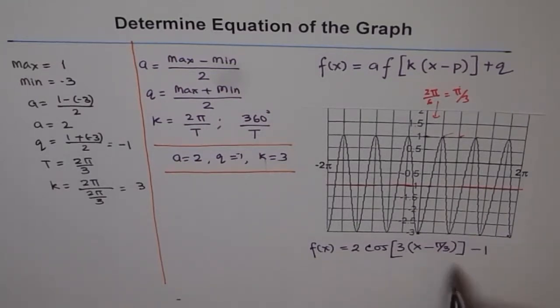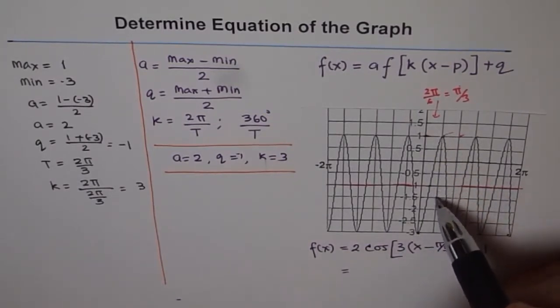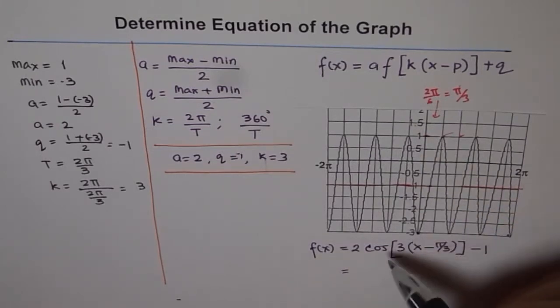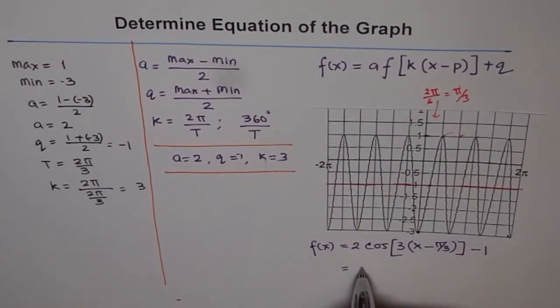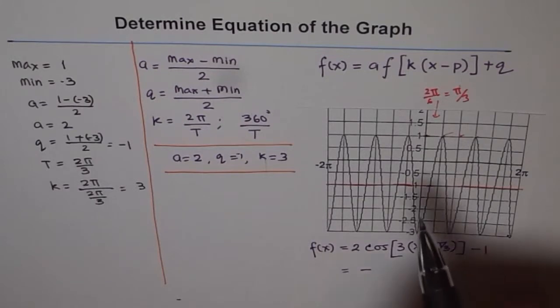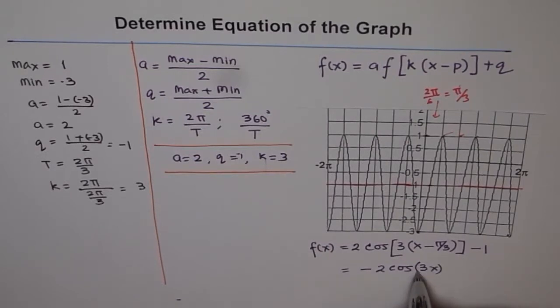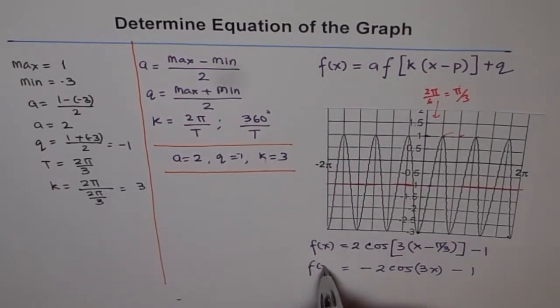We can write this equation like this also. Since it starts from the bottom, it's like a reflection of that wave. Do you understand? The cos starts from the top, this is starting from the bottom. So it's cosine reflected without any phase shift. So we could write this as -2 cos of 3x - 1. Do you see that? So this is an alternate way of writing the same equation, and both are correct.